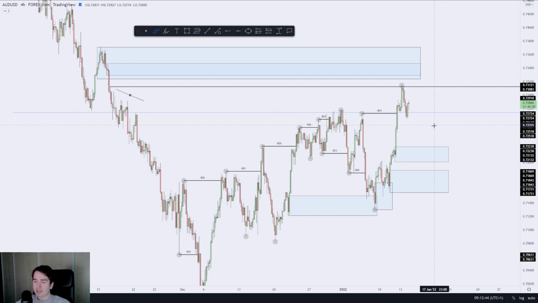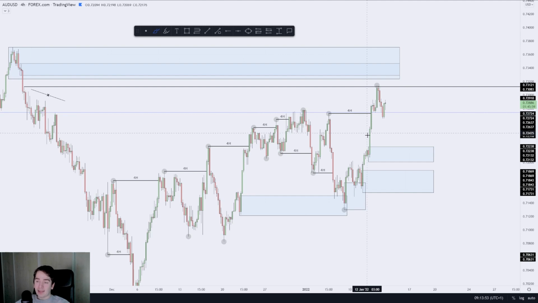So what are we currently expecting, guys? Well, over here we saw a 4-hour break of structure. What can we expect after a break of structure? Well, we can expect a pullback. At the moment, we can expect a pullback. Why?